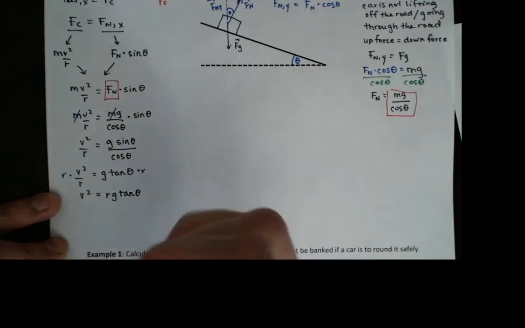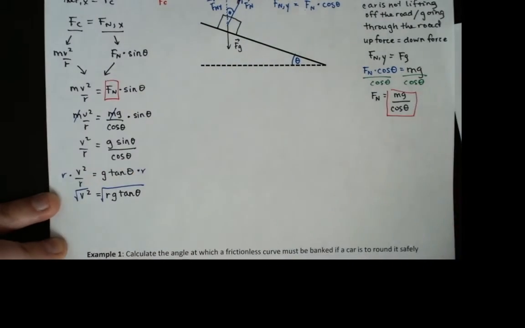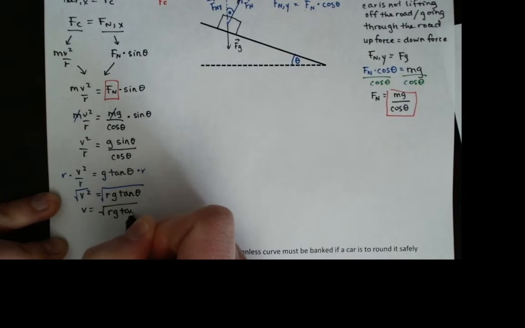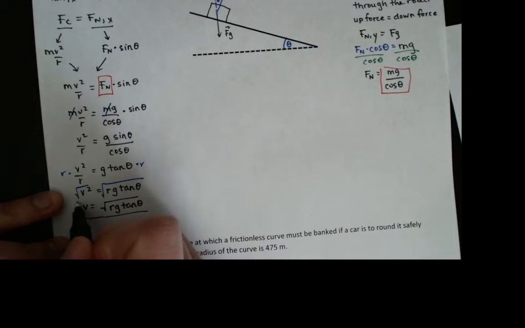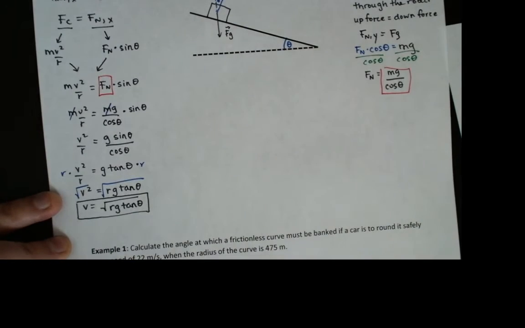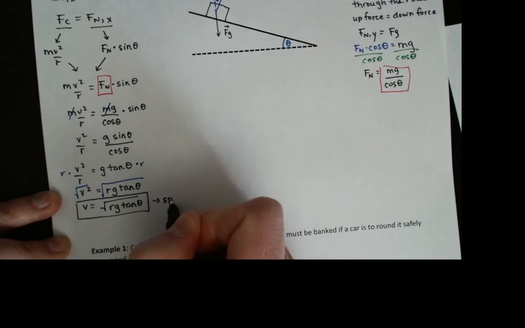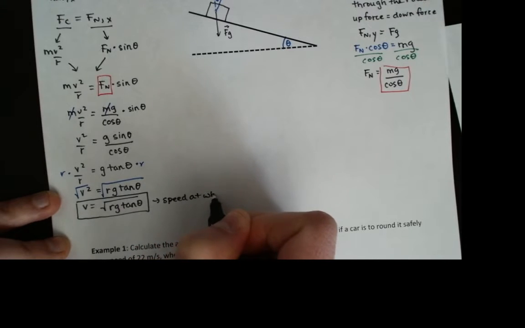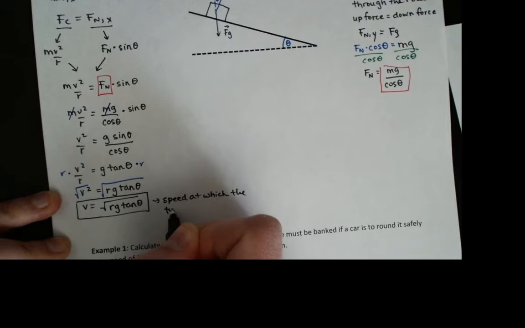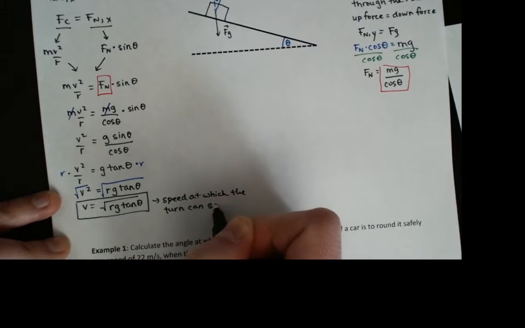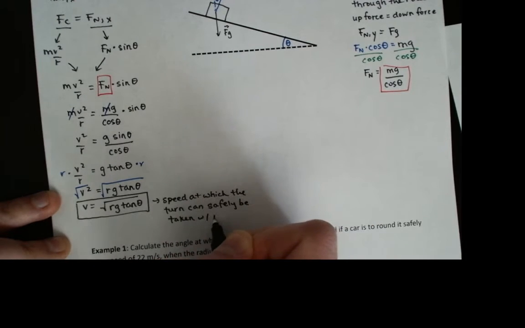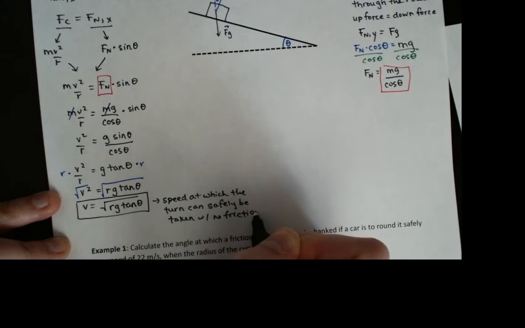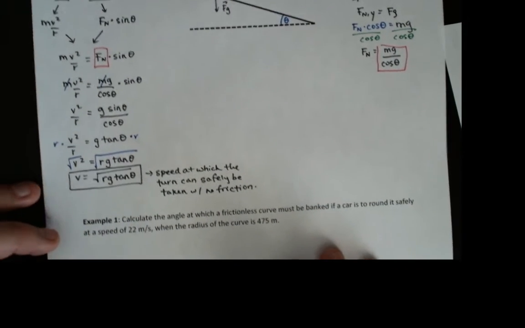And of course, we want to get v by itself. So now we have v equals the square root of r times g times tan theta. Okay, so this here represents the speed at which the turn can safely be taken with no real friction.